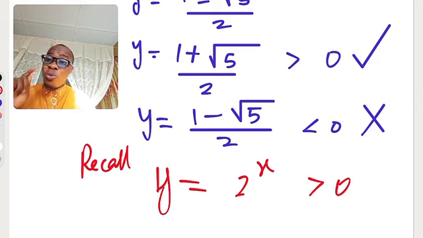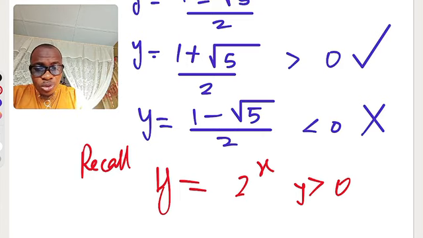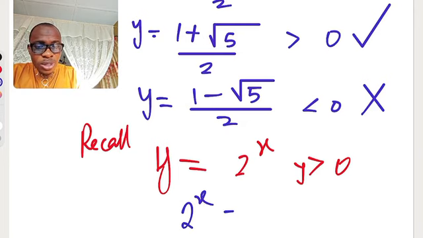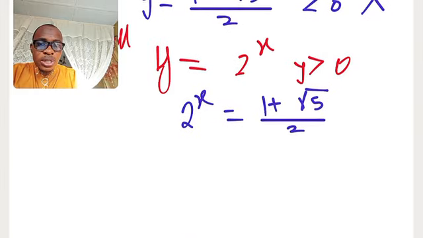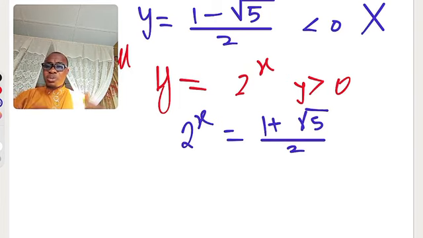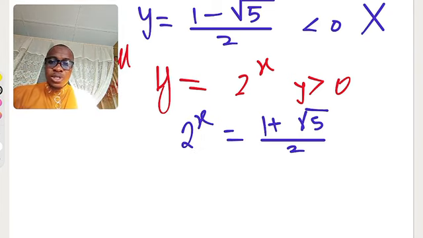For y greater than 0, therefore we're going to have 2 to the power of x equals 1 plus square root of 5 divided by 2. Now to get the value of x, we need to introduce logarithm to both sides. We're going to consider the logarithm with respect to base 2 because of the 2 that we have here. Understood?